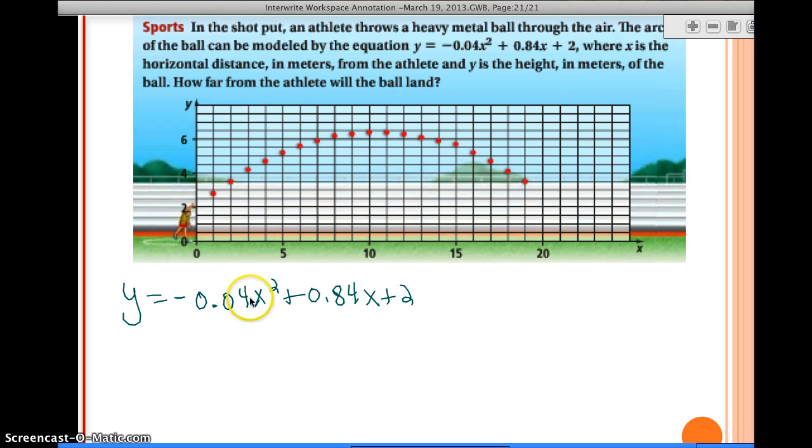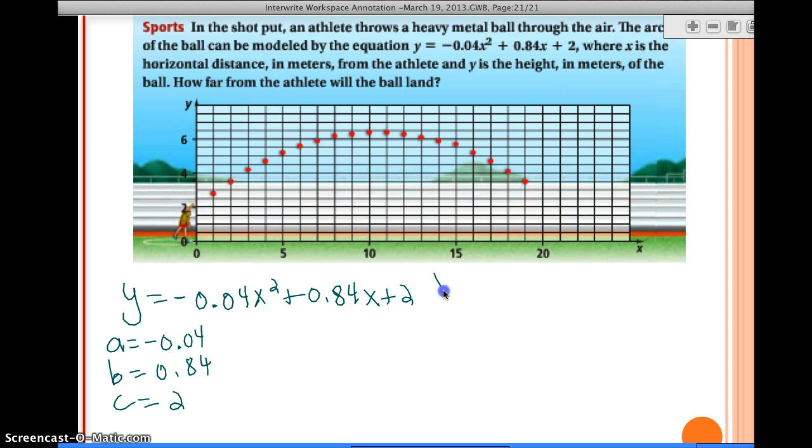All right, now notice we've got decimals in here. We don't even want to try to factor this. This is not going to be factorable for the most part. So we're going to use the quadratic formula. A is equal to negative 0.04, B is equal to 0.84, and C is equal to 2.